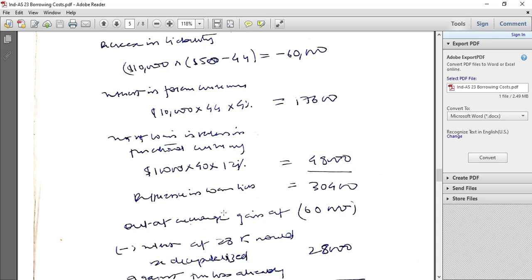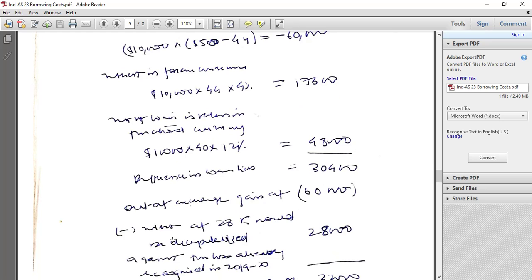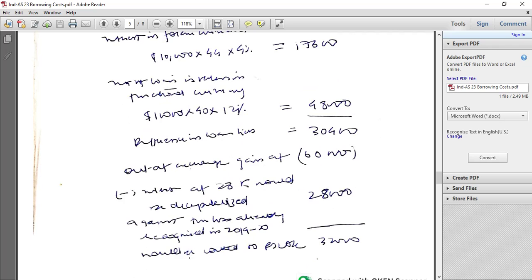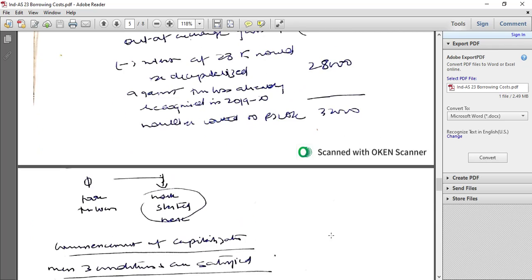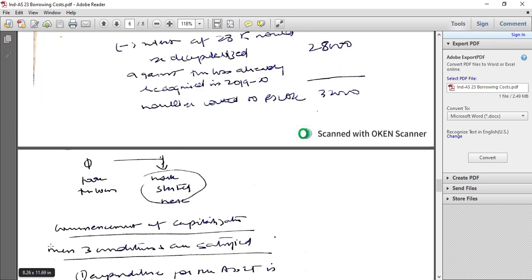Exchange gain on the loan is 60,000, and the interest of 28,000, which was capitalized in the previous year, would have to be decapitalized. The amount which would go to P&L would be 32,000. So this is the computation in case of a foreign currency loan.